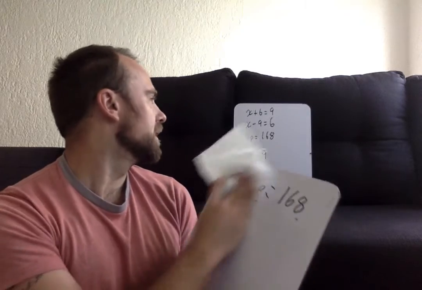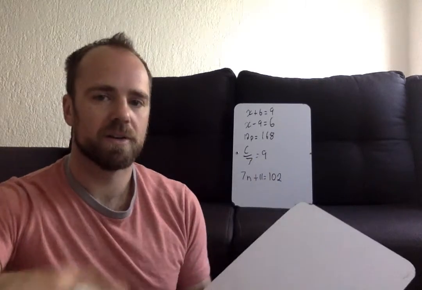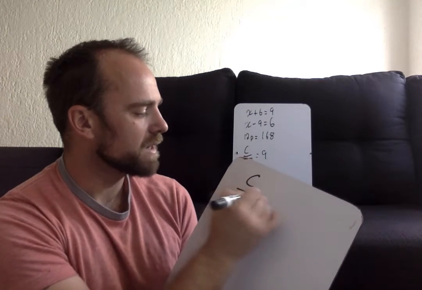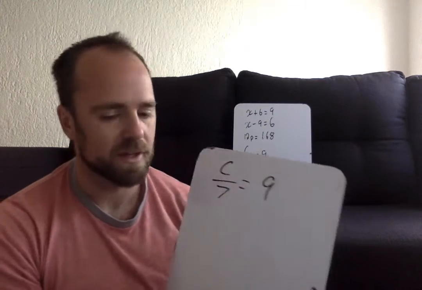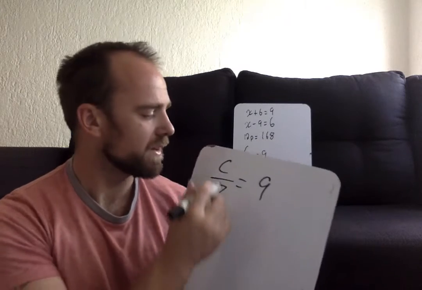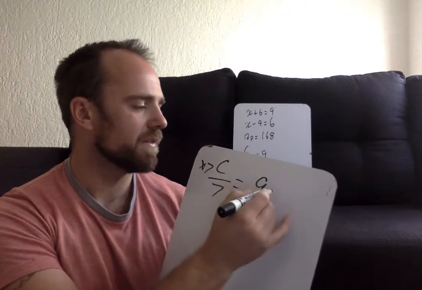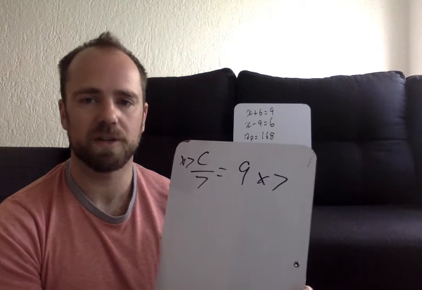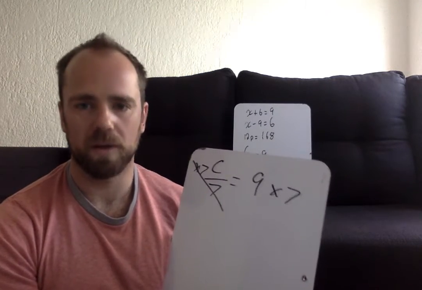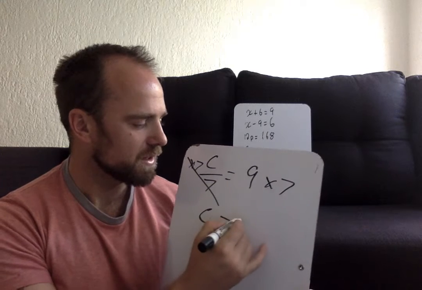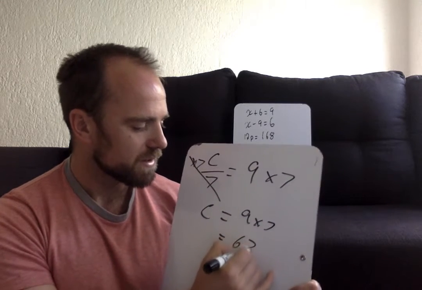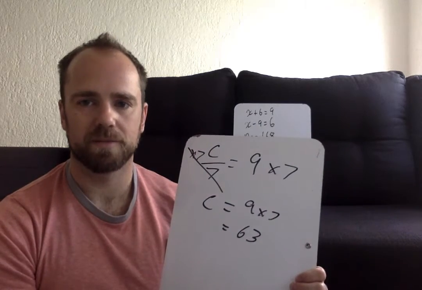The next one. Well, 2 more. That's all I really got here. I have c divided by 7 equals 9. Now I have to do the opposite operation. So it's divided by 7, so the opposite is times 7. So I have to times 7 over here as well. So now 7 divided by 7 gives me 1. So I'm left with 1c equals 9 times 7, which gives me 63.